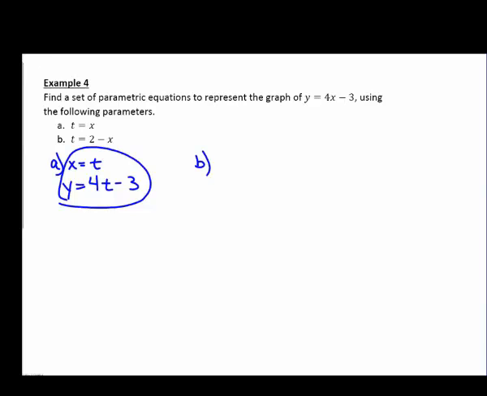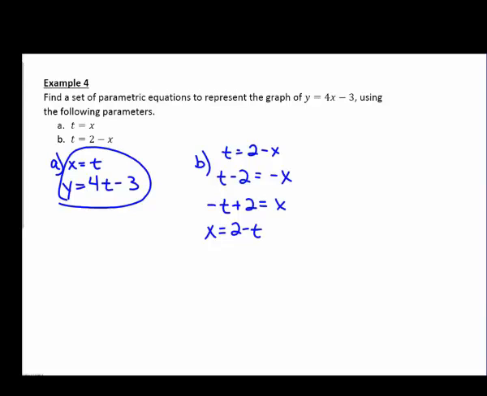B has a little bit more work, but really nothing that we can't do. So if we know that t equals 2 minus x, so we want to get x by itself. So we're going to subtract 2 and then divide by negative. So negative t plus 2 equals x, or we can rewrite that as x equals 2 minus t. That just looks a little bit nicer.